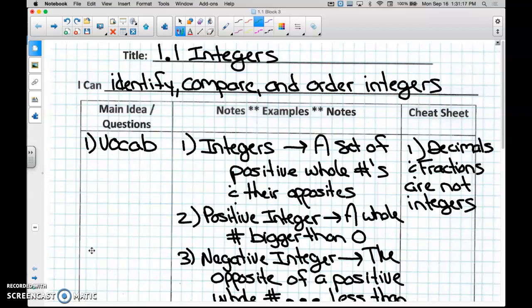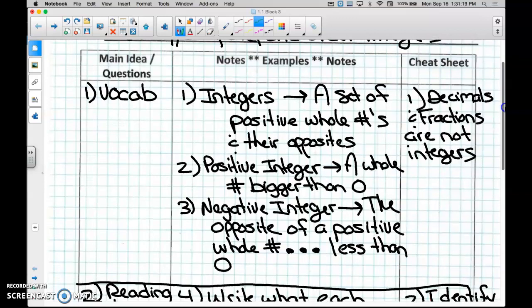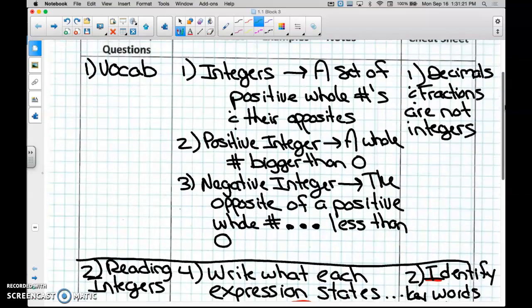All right, so the first thing we started with was vocab, which we always start with. We said an integer, you guys and you girls, is a set of positive whole numbers and what? I need some voices, okay? So I need to be able to have the video pick you up. So it's a set of positive whole numbers and their opposites. And then we have positive integers and we have negative integers. Positive integers are above what number? 0. Negative integers are below what number? 0. Excellent. You guys are good with main idea number 1.